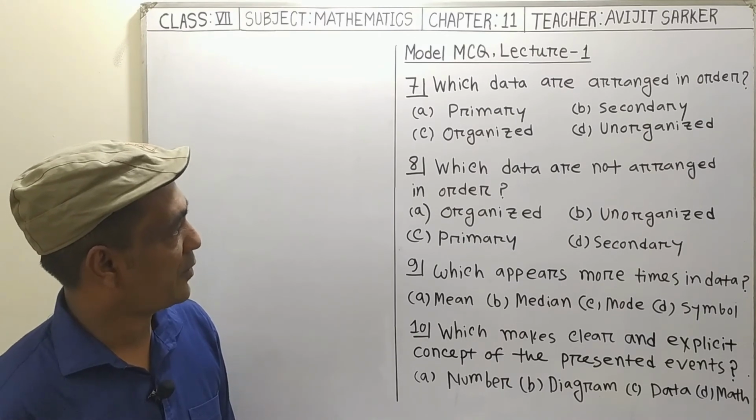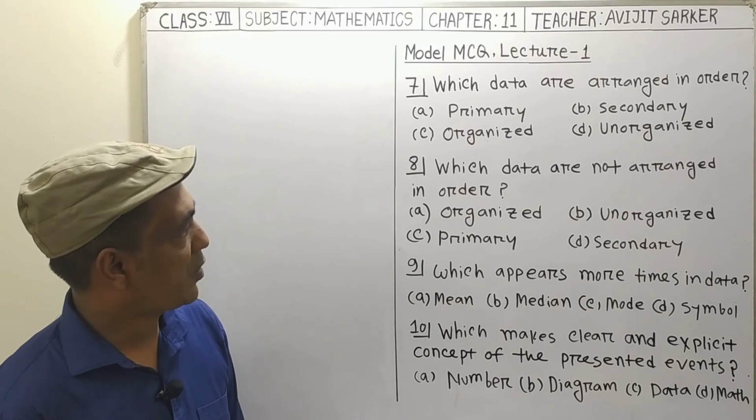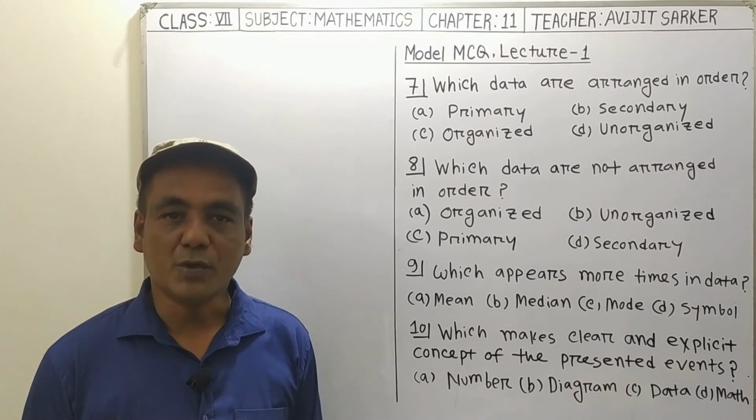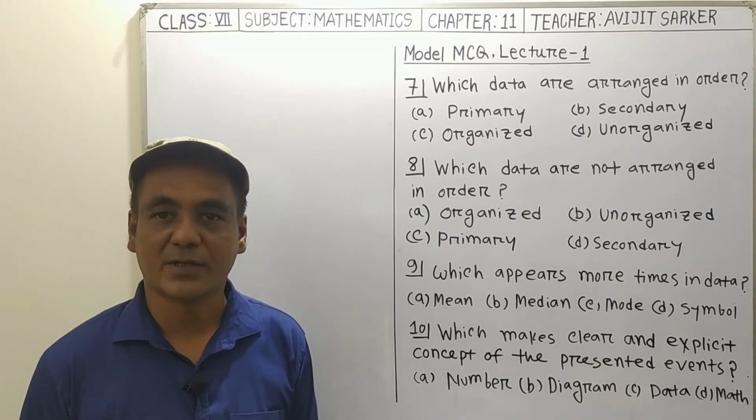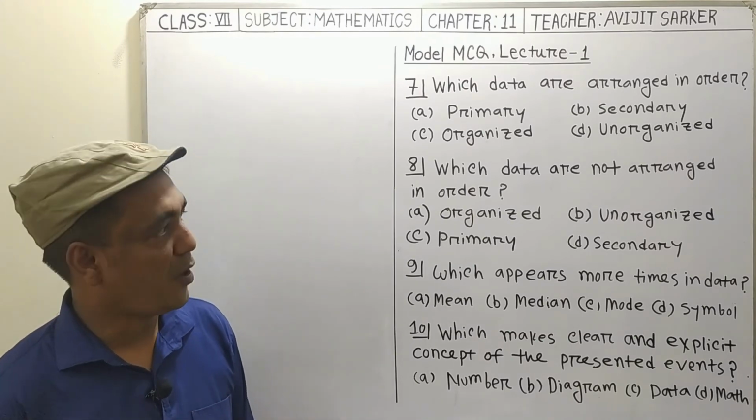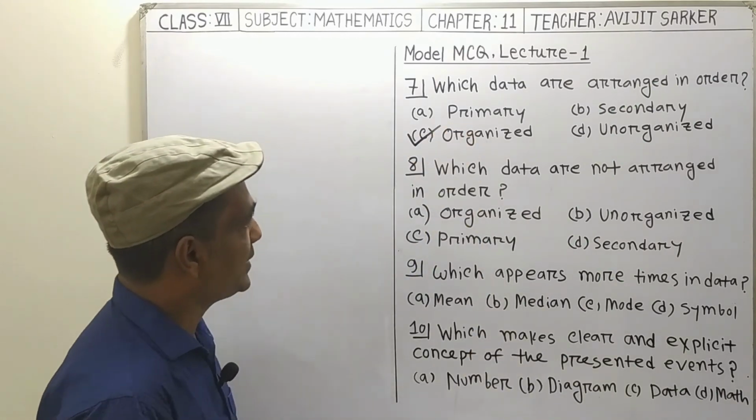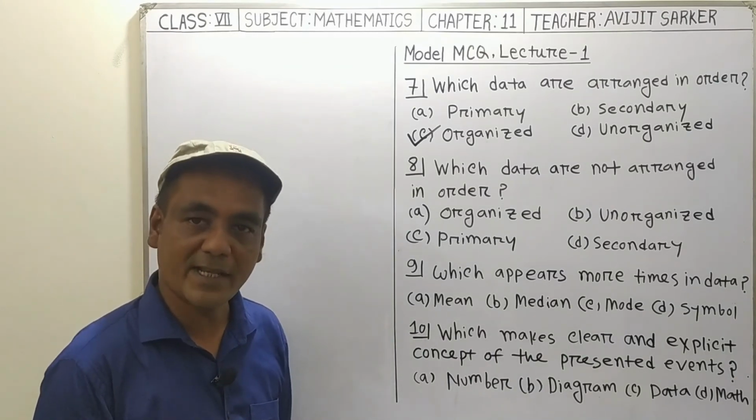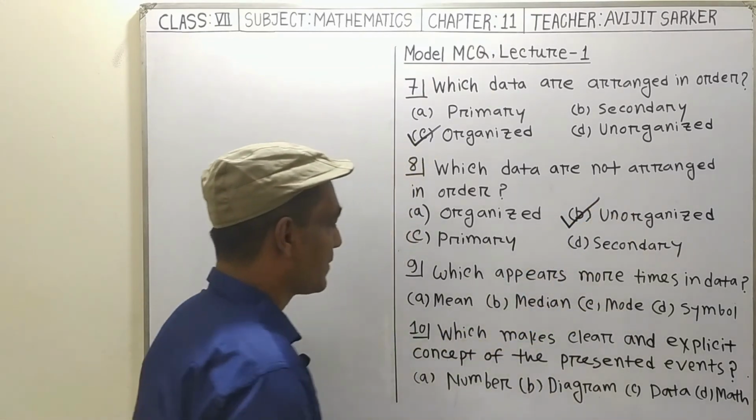Next, question 7. Which data are arranged in order? Option A, primary. Option B, secondary. Option C, organized. Option D, unorganized. We know due to arrangement, data are of two types: first one organized data and second one unorganized data. Organized data are arranged in order. So the correct option is C. Question 8. Which data are not arranged in order? Unorganized data are not arranged in order. So the correct option is B.